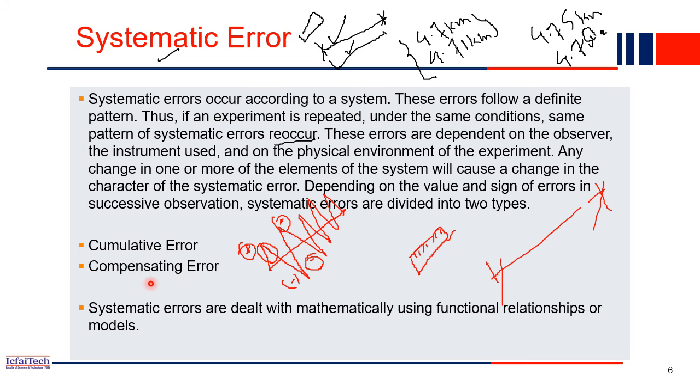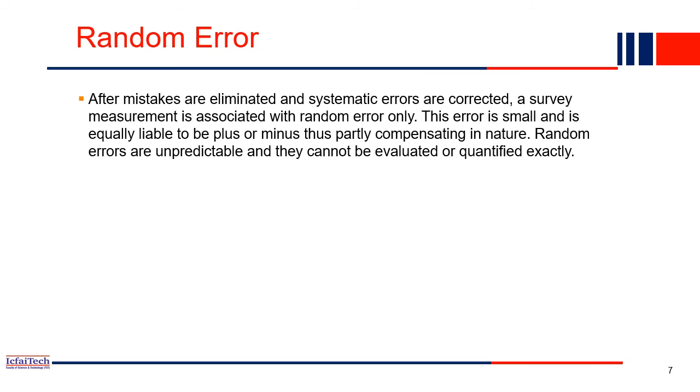So these two types of error we understand now. Cumulative means in every reading the error will increase, whereas in compensative error, in every reading the error will be compensated from the earlier error. Okay, so systematic errors are dealt with mathematically using the functional relationship or the model. We use mathematical functions or models, and this type of error we can remove from the measurement.